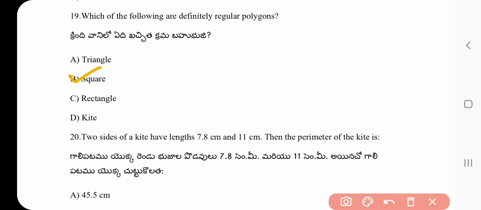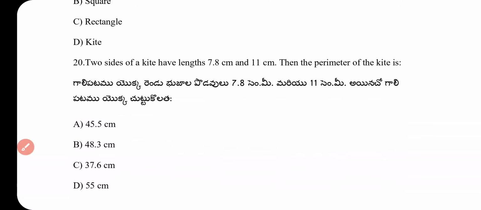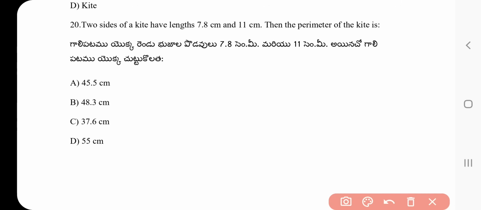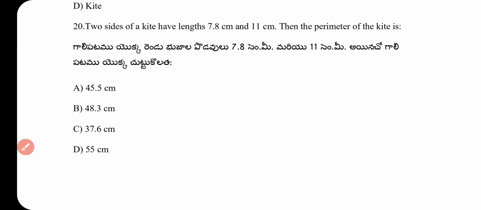Question number 20. Two sides of a kite have lengths 7.8 and 11 centimeters. Then the perimeter of the kite is 37.6 centimeters, the correct answer of question number 20. This is all Section A questions.